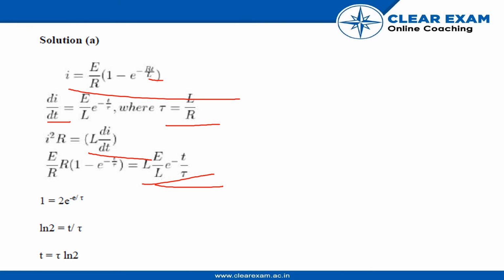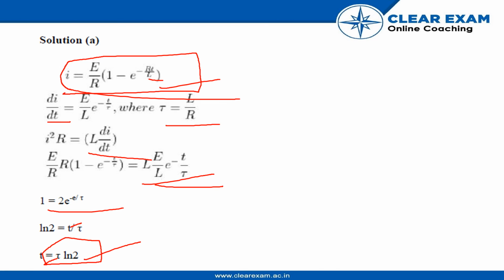And after solving this equation we'll get 1 equals 2 e to the power minus t by tau. So we'll get ln 2 equals t by tau, and we have to calculate the time, that will be t equals tau ln 2. So ln 2 will be the answer for this equation. So it's all based on this equation. We have applied this equation, and by differentiating and evaluating both sides we'll get ln 2 as the answer.